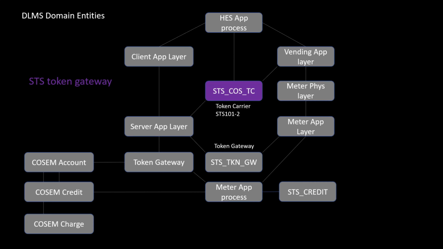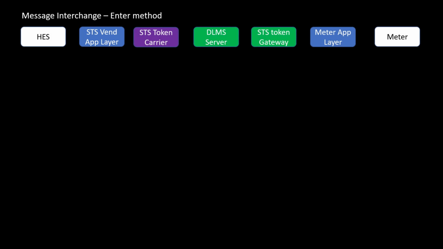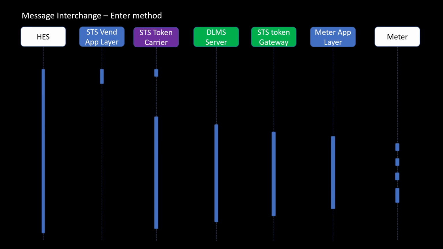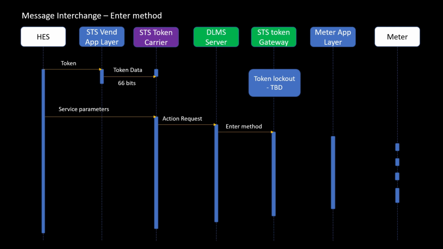Now, if you remember from the previous video, we said we were dealing with the STS COS token carrier type defined in STS101-2, also known as the STS token gateway. And we also looked at the message interchange, the enter method, where the token went from the head-end system through to the token carrier. An action request was generated.